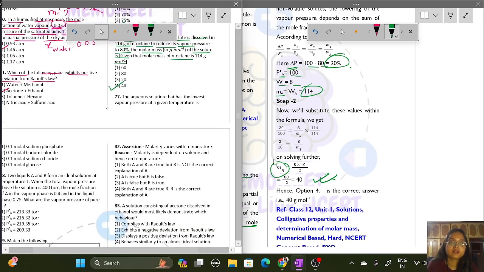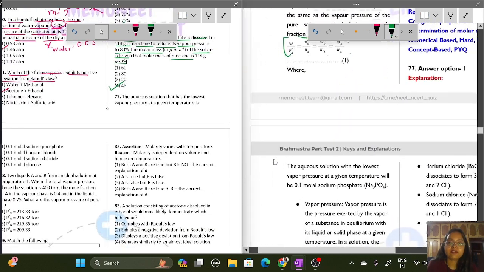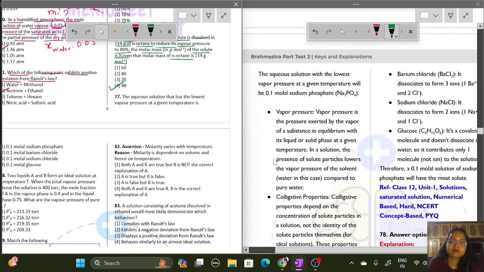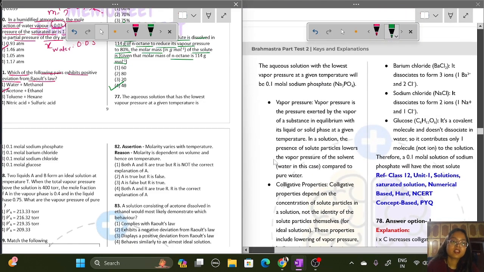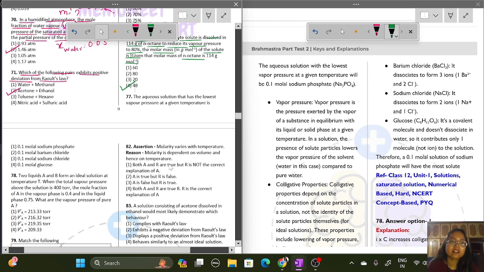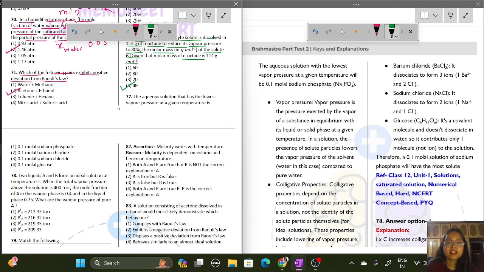Okay. In question number 77, let us read the question first. The aqueous solution that has the lowest vapor pressure at a given temperature is?